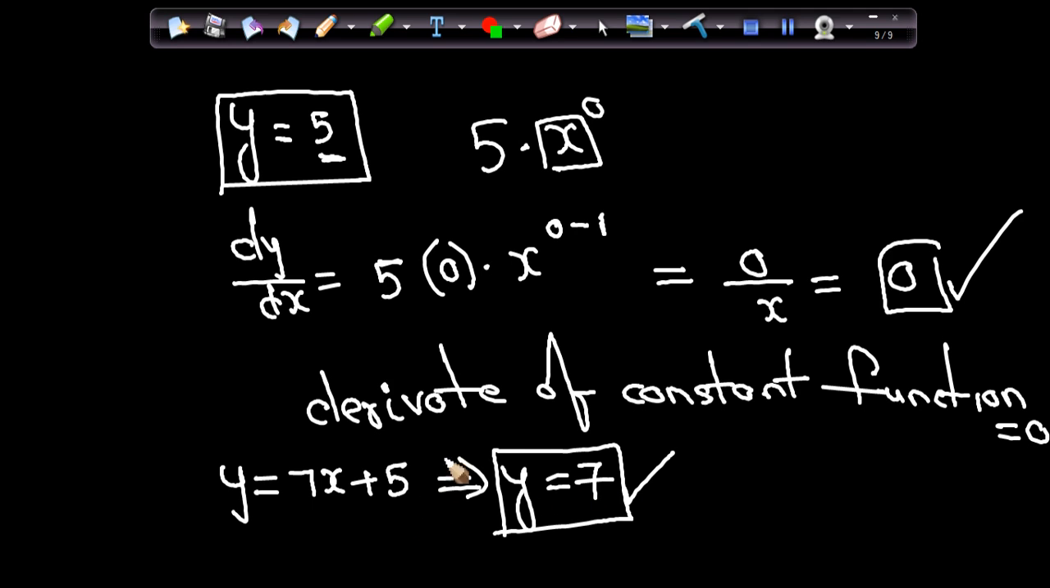I hope you are clear with the power rule. The power rule is, if you have any function x power n, the derivative of the function is given as n into x power n minus 1. The power rule is so simple. Good. So we do have many more functions to memorize. The next set of functions would be trigonometric functions.